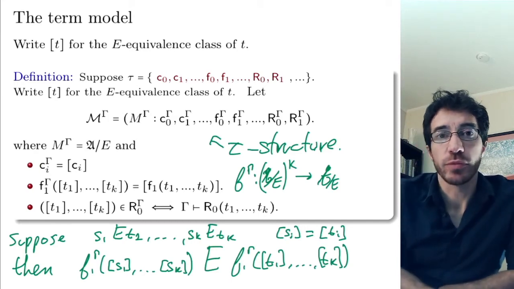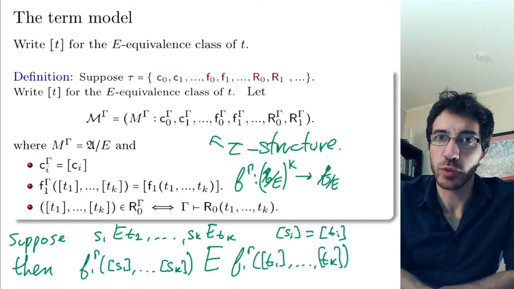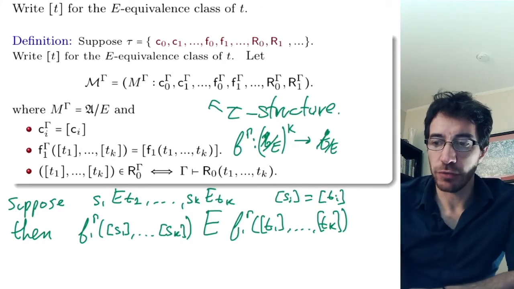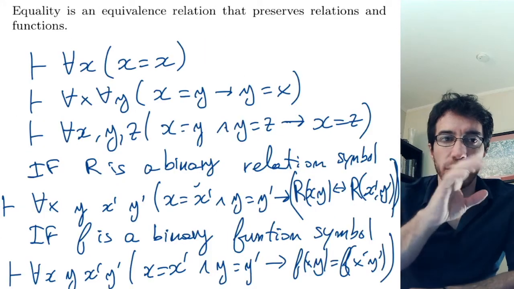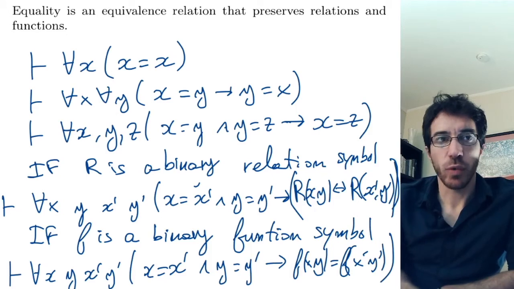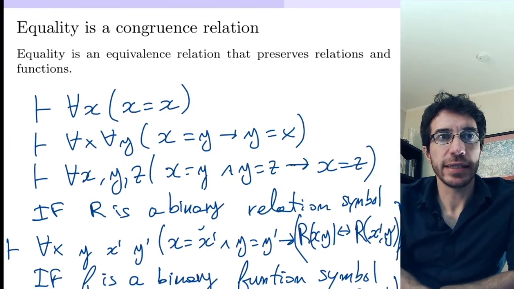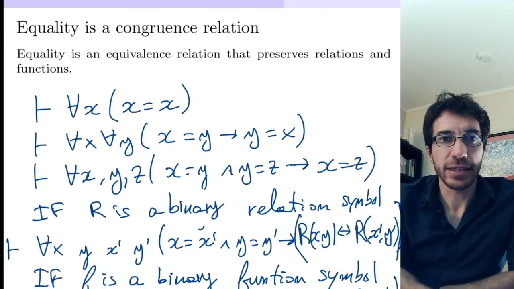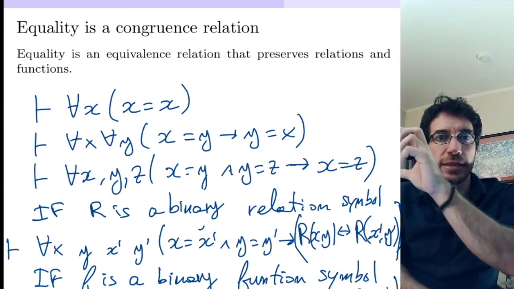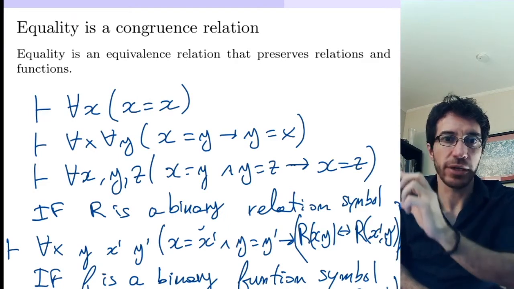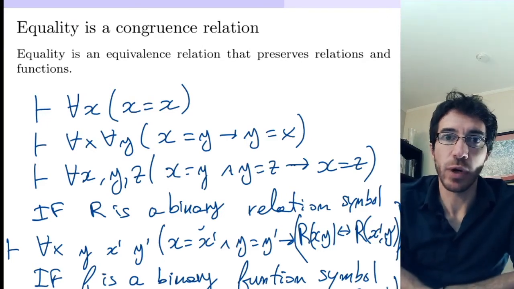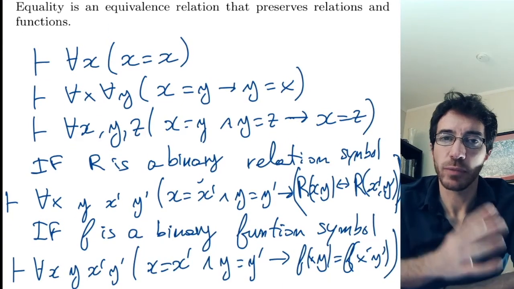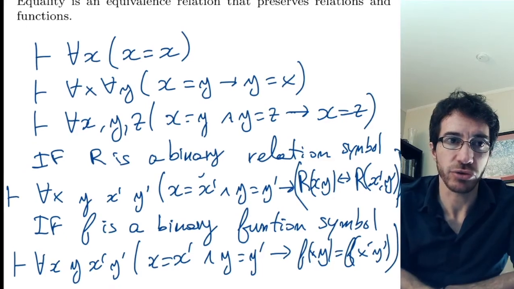This requires a proof, right? So this requires a proof. And the proof is going to follow from something we mentioned last week, which was that equality is a congruence relation. And that didn't just imply that it's an equivalence relation, but also that it behaves well with respect to the relations and the functions.